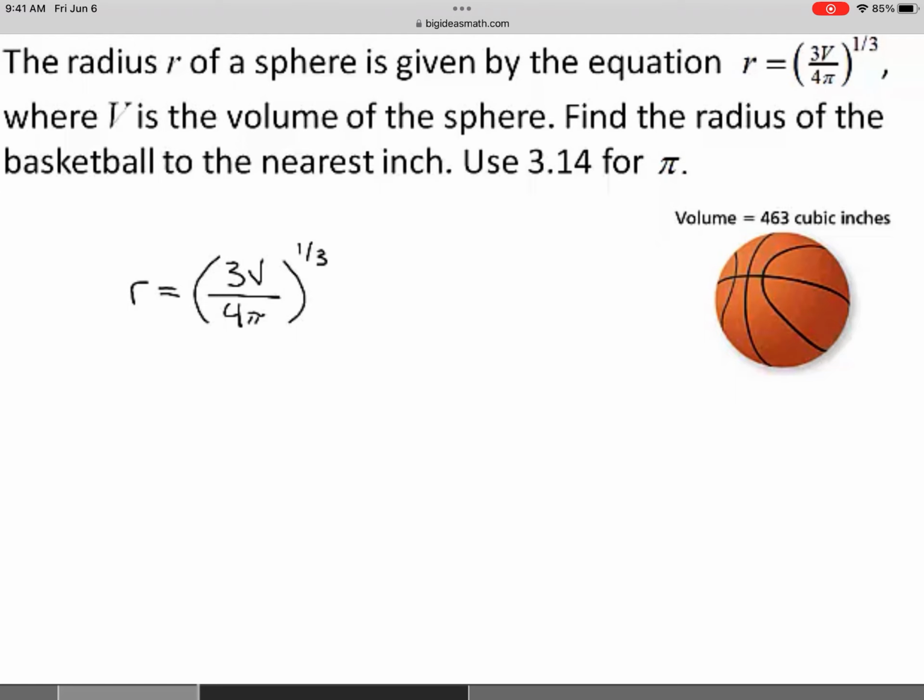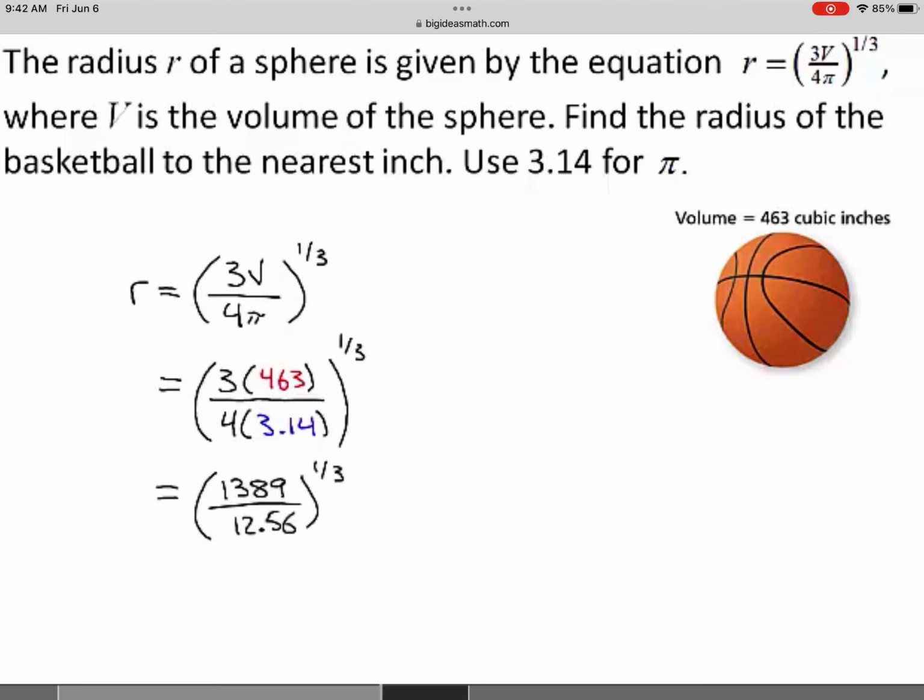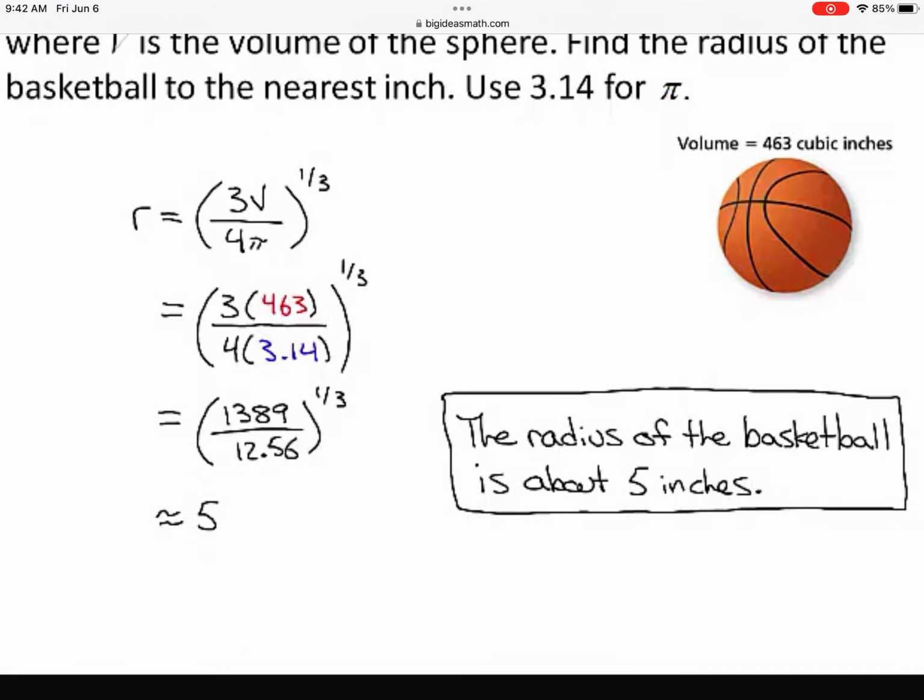First write the equation. r equals the quantity 3v divided by 4 pi to the 1/3 power. Because the volume of the basketball is 463 cubic inches, substitute 463 for v and 3.14 for pi to get r equals the quantity 3 times 463 divided by the quantity 4 times 3.14 to the 1/3 power, which simplifies to the quantity 1389 divided by 12.56 to the 1/3 power, or approximately 5. So the radius of the basketball is about 5 inches.